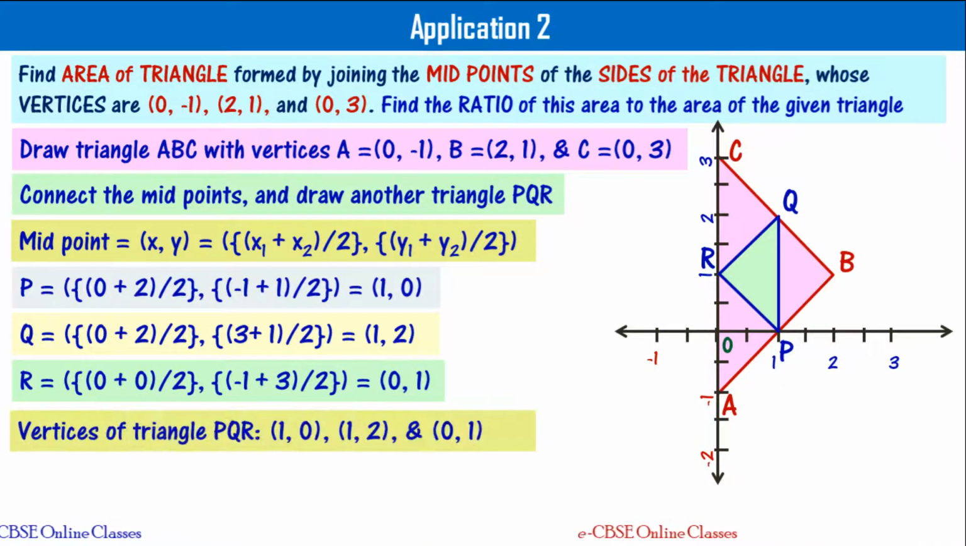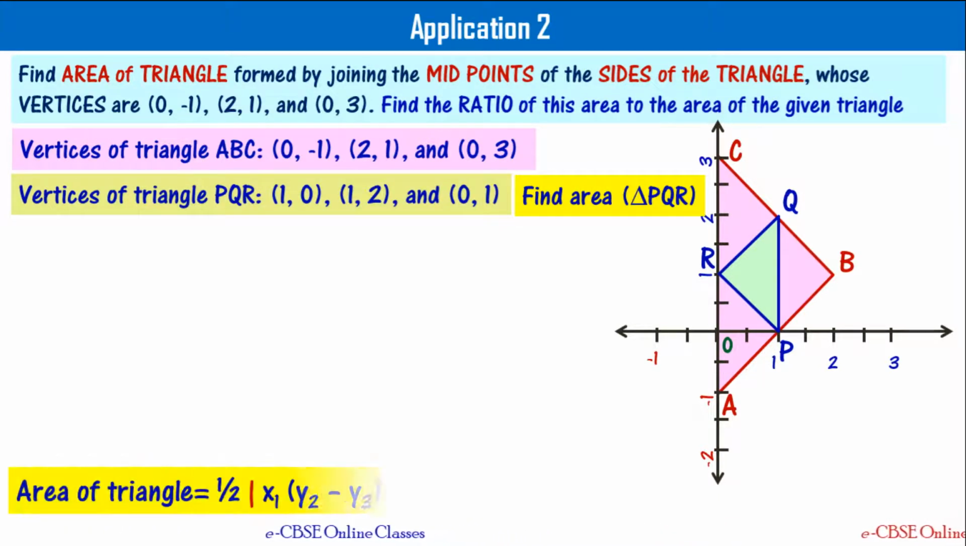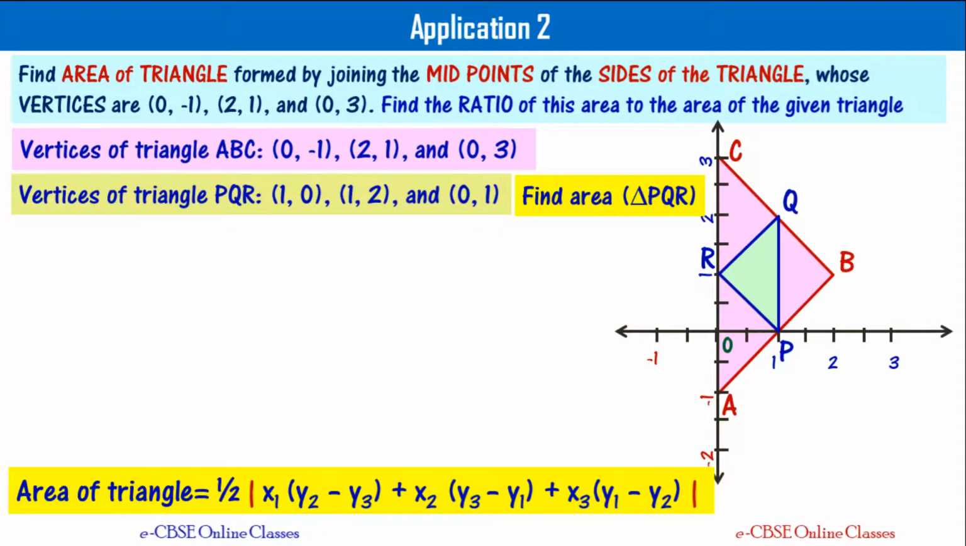Let's now write vertices of triangle PQR. Those are (1, 0), (1, 2) and (0, 1). Let's take a note of that. Let's go to the problem statement. We are asked to find area of triangle formed by joining the midpoints. Now by joining the midpoints, we are getting a triangle, that is triangle PQR. So to answer the first part of the problem, we have to find area of triangle PQR, right? Let's do that using the formula we discussed.